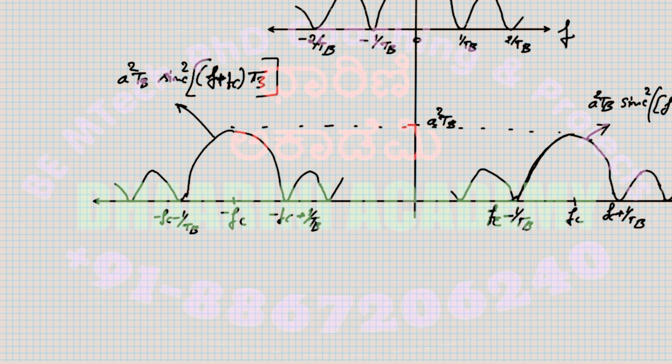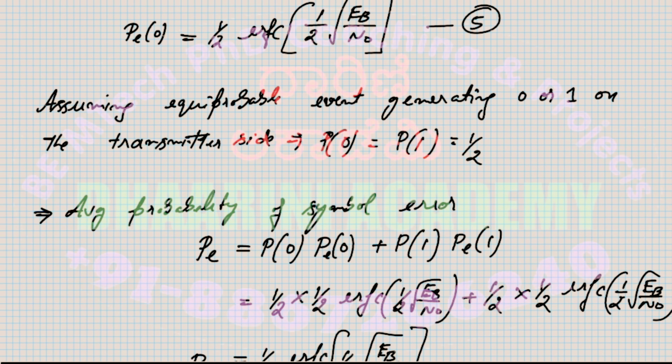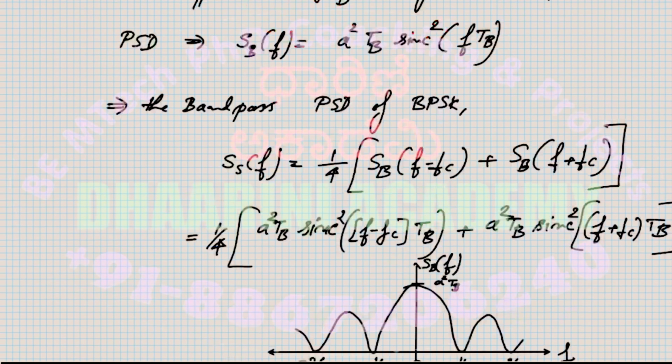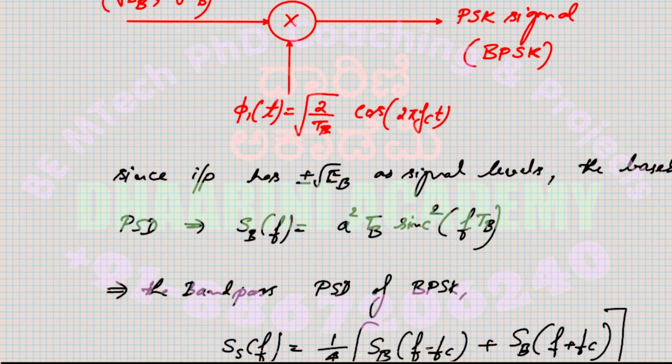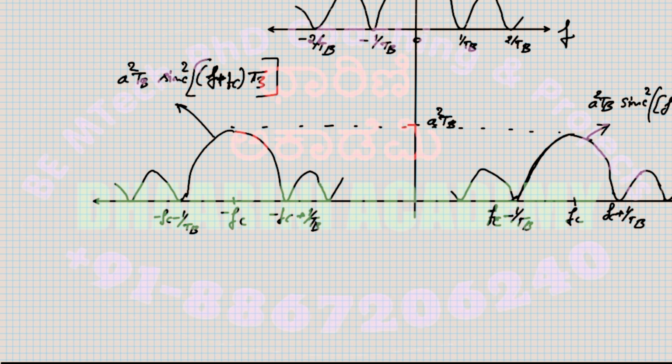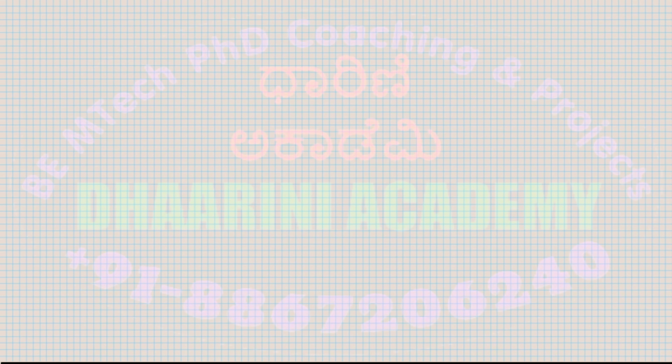So in the previous session, we were looking at the BPSK modulation technique, and in the same, we have already considered the block diagram and also the power spectral density of the BPSK. Right?